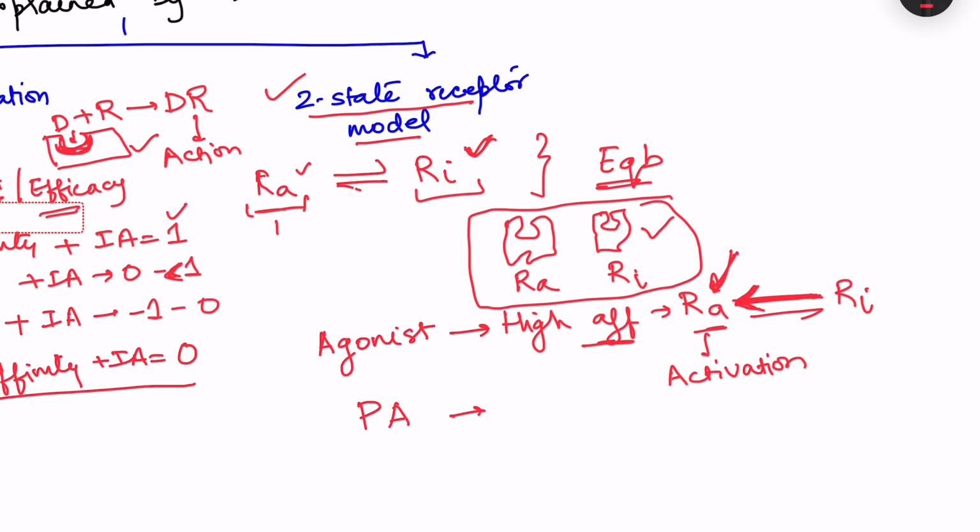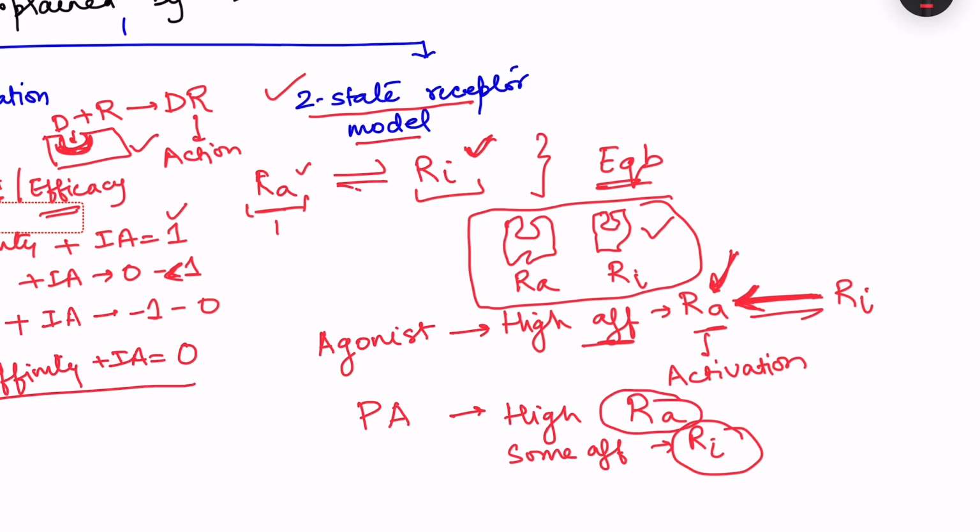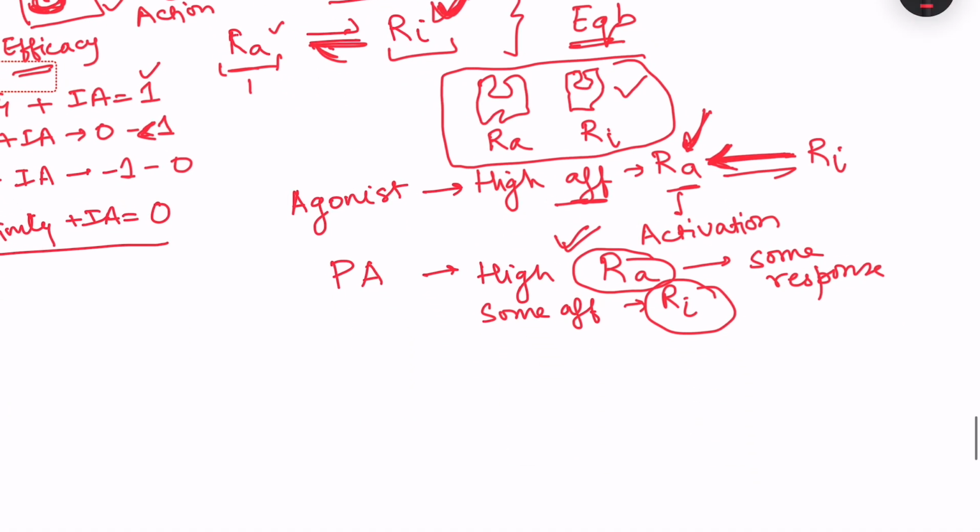Then comes the partial agonist. Partial agonist, what happens, that it has high affinity to Ra, but it also has some affinity for Ri. Understanding? So yes, some of the receptors will be in inactivated state, some of the receptors will be in activated state, but obviously some equilibrium will shift towards the RA, because at rest I told that majority are in RI. Now more number of receptors have become RA, so there will be some response, that is the submaximal response which we were talking about. So that is a partial agonist.